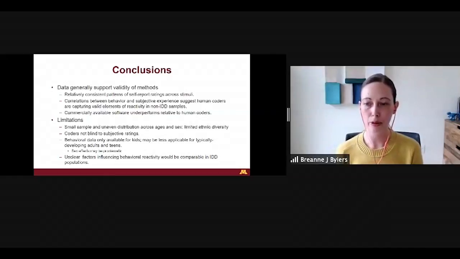It's also unclear whether the factors influencing the relationship between subjective experience and behavioral expression are consistent between typically developing individuals and individuals with intellectual and developmental disabilities. So we're going to have to do some work to figure out how well we can compare across these two groups.